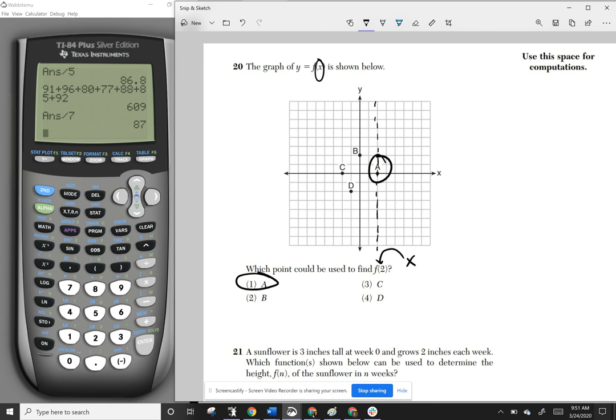But just to show you, B has an x value of 0. C has an x value of -2. D has an x value of -1. A is the only one with an x value of 2.